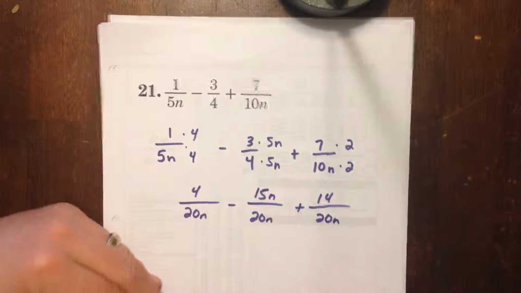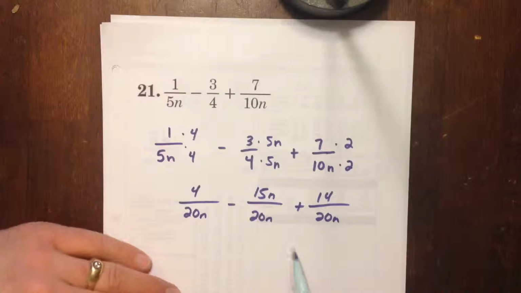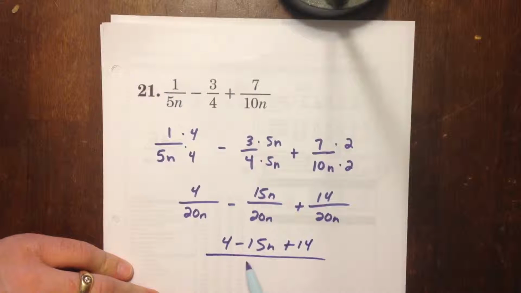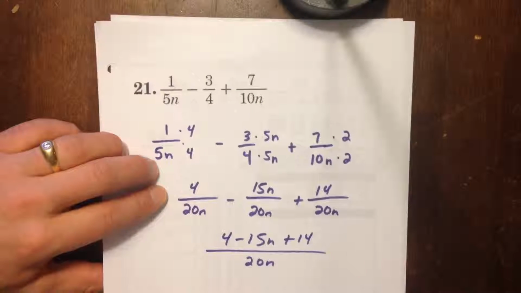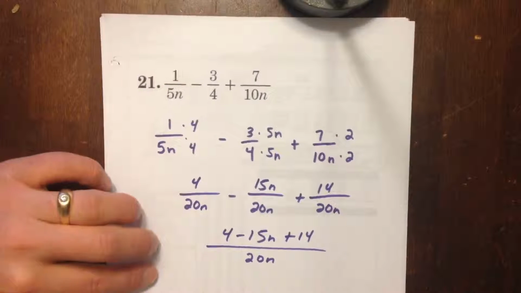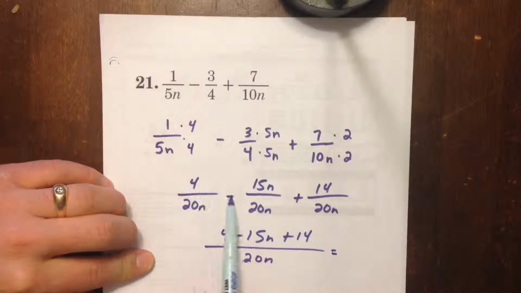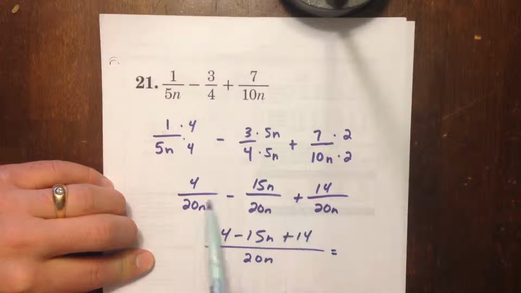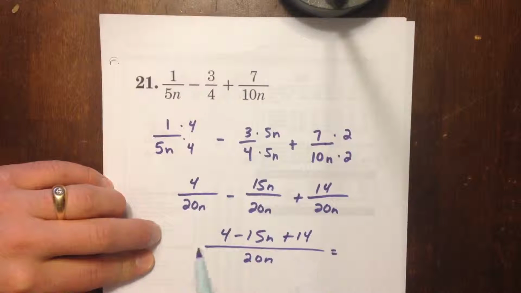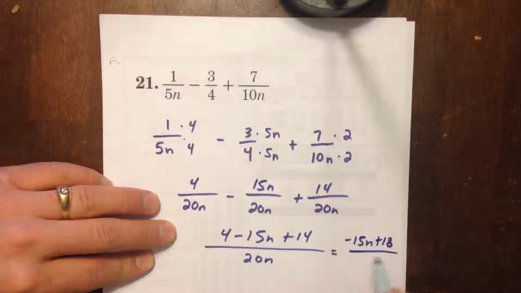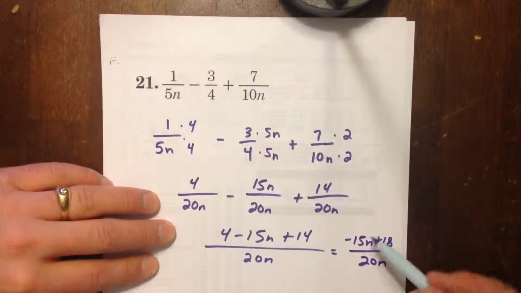I'm going to rewrite this, sorry. Because you might think 4 minus, you can't do that, and then plus 14. You might be wondering, well, can I put the 4 and the 14 together? If you write it all in one sentence, of course you can. So that's negative 15n plus 18 over 20n. And you're done.